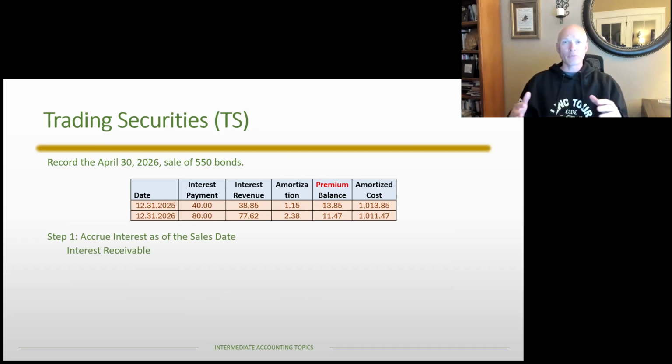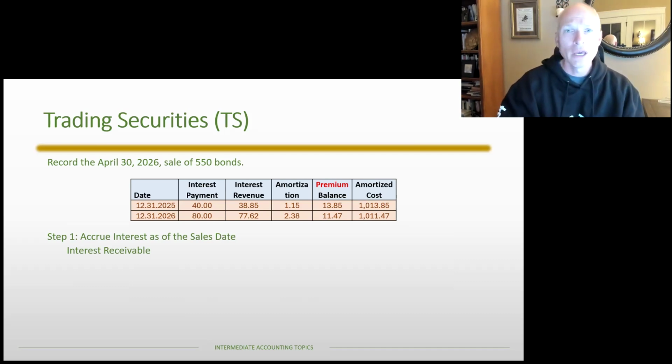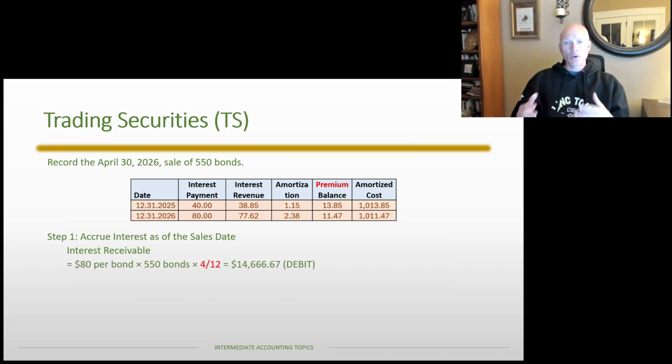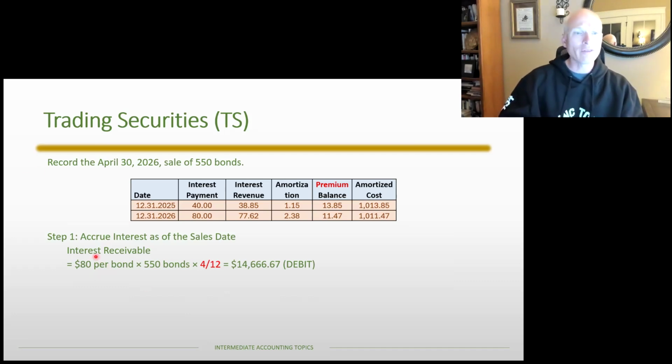But because we're doing it in three parts, we're going to temporarily create this interest receivable account. And all it's meant to do is to capture that contractual interest payment. And the idea here is that there was an amount of interest that contractually accrued. If we had held that bond for the entire 12 months, we would have been paid $80 per bond.